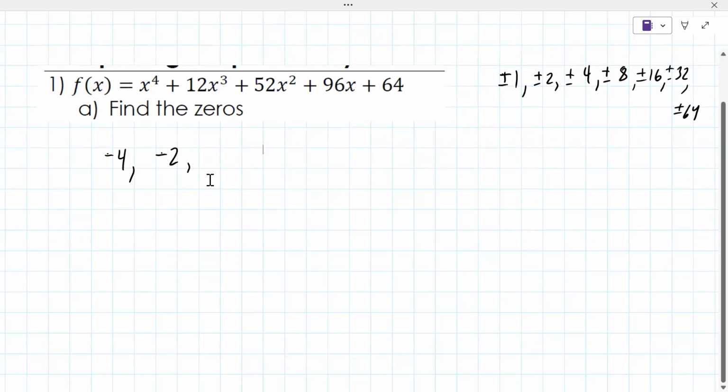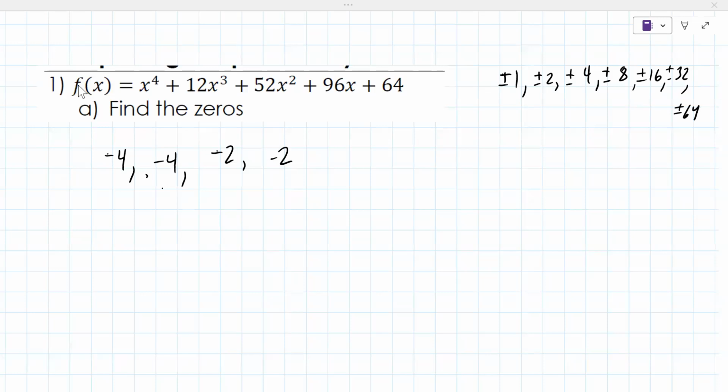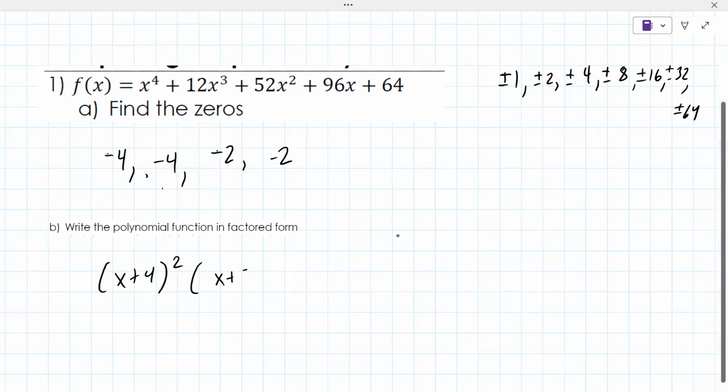So when someone asks you for the zeros, another way to do it is to just list them, and then it's also clear. The next thing is to write it in factored form, which shouldn't be too bad. It should be x plus 4 squared, x plus 2 squared. Notice it doesn't say linear factors, so this is acceptable. Yeah, that's exactly what I got.